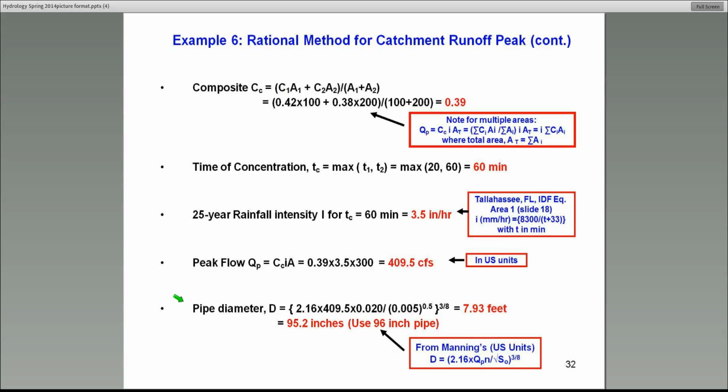I've taken the liberty of using this equation, which, by the way, mathematically is derived from the Manning's formula, which I cannot get into at this point. Maybe later on I'll show you what the Manning's formula looks like. But this assumes full pipe flow.